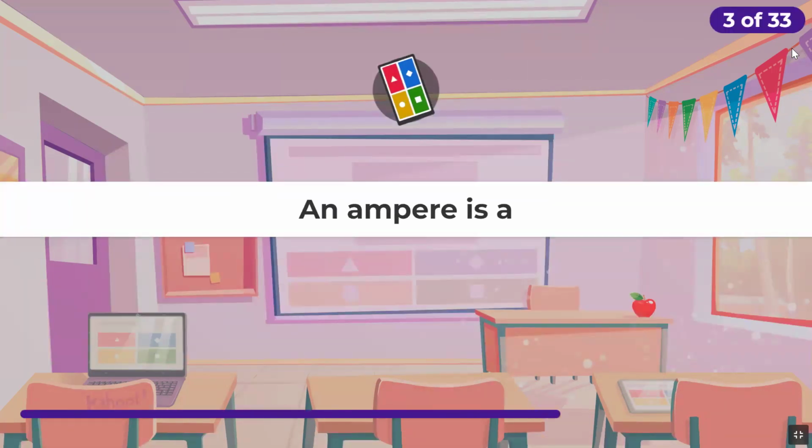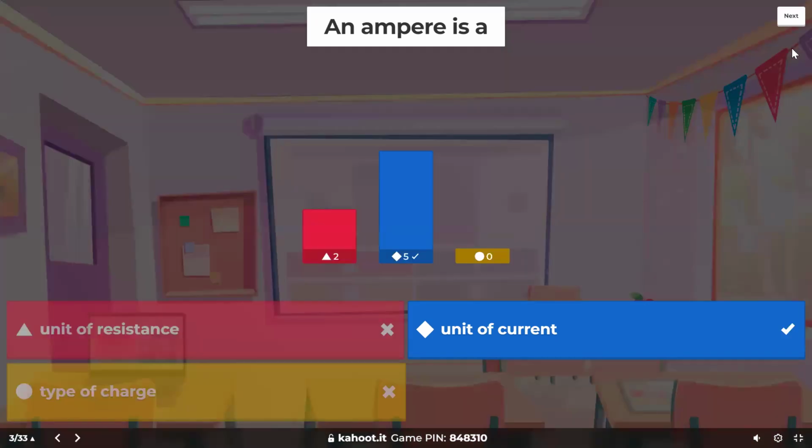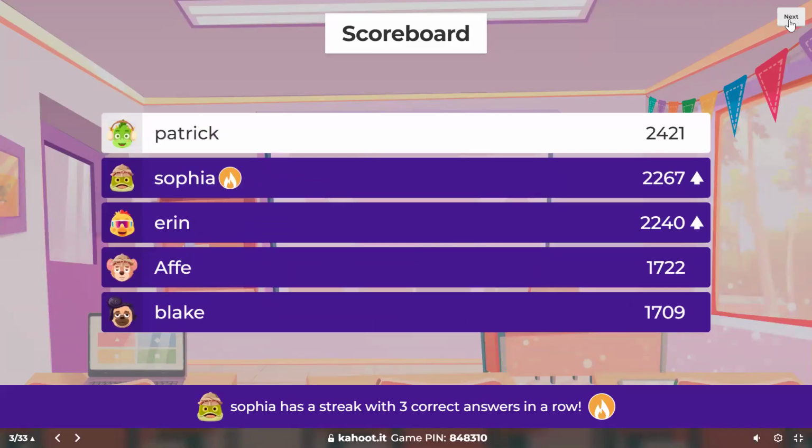An ampere is a unit of current. Current is measured in amperes. Guys, what is the unit for resistance? It's not amperes, it's what? Ohms. Yeah, resistance is measured in ohms. Current is measured in amperes. Potential difference is measured in volts. Power is measured in watts. Those are your main variables and units, right? All right.